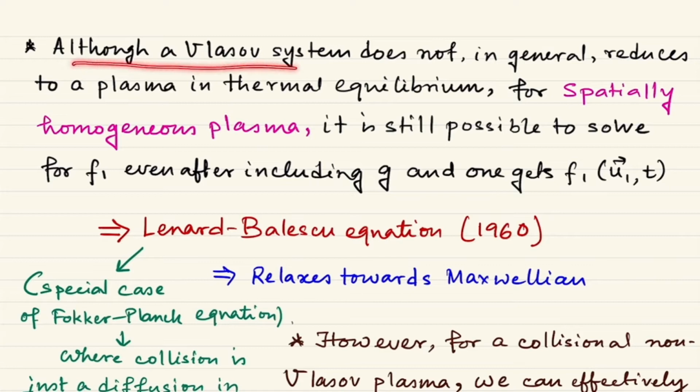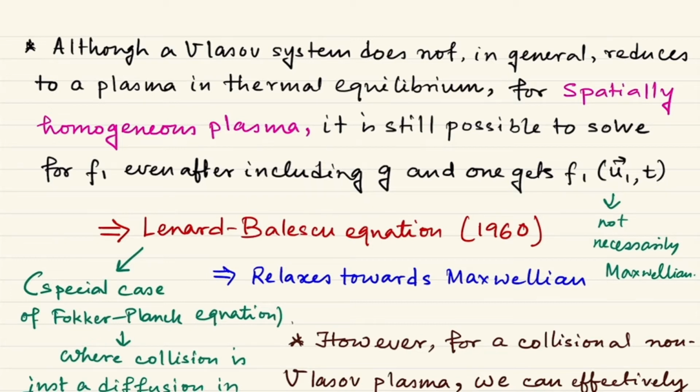Now we also know that a Vlasov's equation does not reduce to a plasma in thermal equilibrium. That means it never leads to a Maxwellian in principle. But we have a good news. If we consider a spatially homogeneous plasma, then it is actually still possible to solve for F1, that means the single particle distribution function, even after including G. And one then gets F1 as a function of U1 and T. Although this F is not necessarily Maxwellian. I am just writing this. Not necessarily Maxwellian. Okay. But in large times, this will tend towards a Maxwellian distribution.